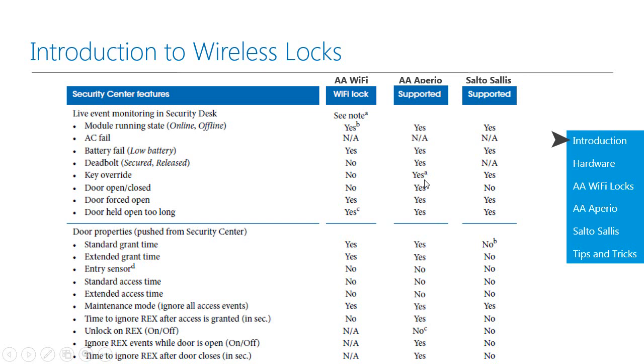Now, some of the properties of the door can be pushed to the unit, but this varies greatly depending on the hardware used. The Wi-Fi locks can take the standard and extended grant time settings for the door, as well as the maintenance mode status, telling it if it should ignore the access events or not. The Aperio locks can take the standard and extended grant times, as well as the maintenance mode status, and as well most of the REX settings here as well. The Salus locks can be set to go into maintenance mode, but other things like the standard and extended grant times are not pushed to the unit from Security Center.